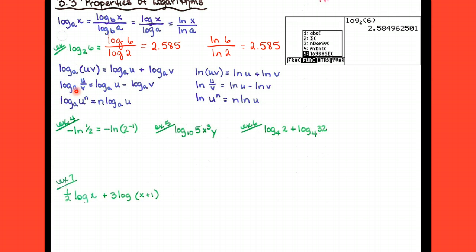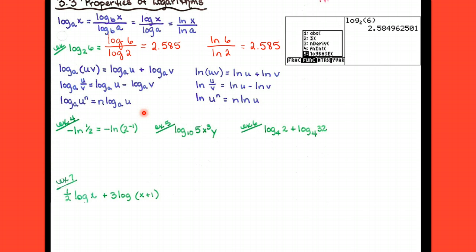All right? Then we have a property that says if I have the log base a of u to the n, where n is an exponent, you can pull that exponent out in front and multiply it by that logarithm. So that would be a way to clear out an exponent. That exponent can get pulled out in front and multiplied by your logarithm.